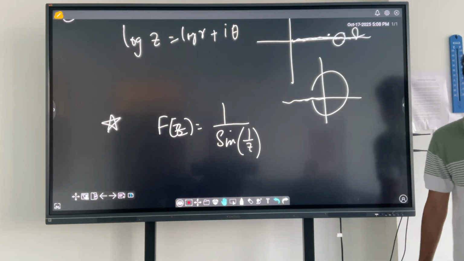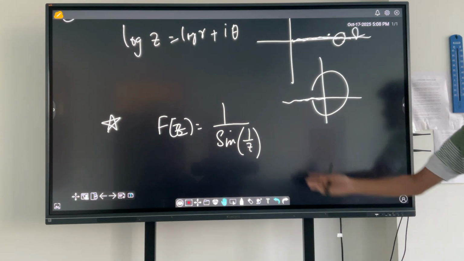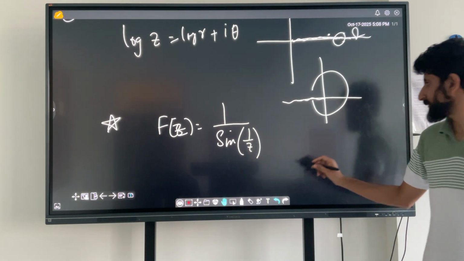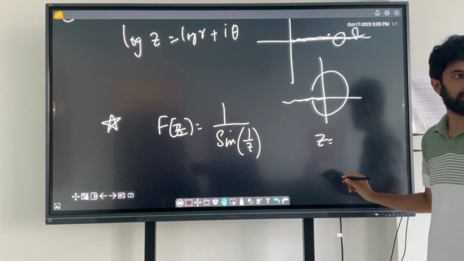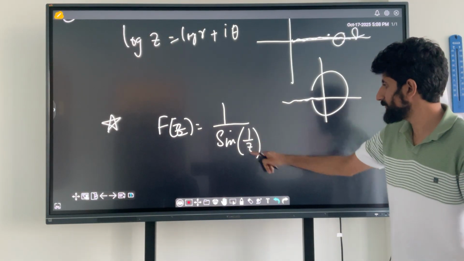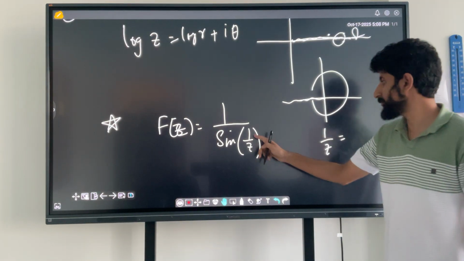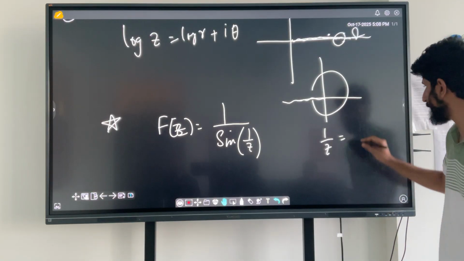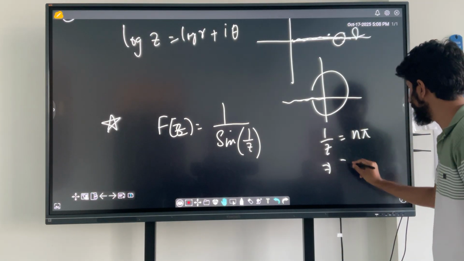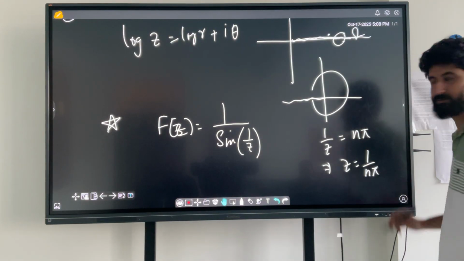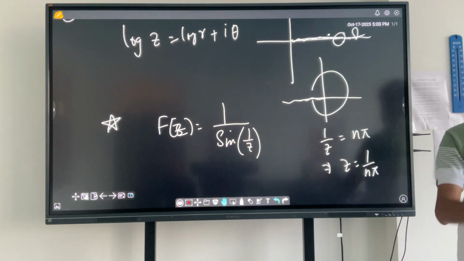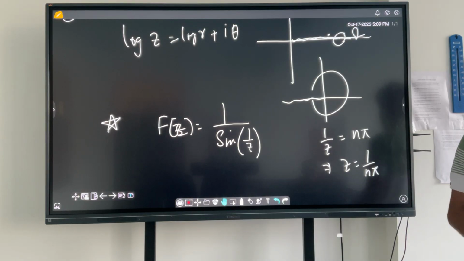Where are the points where the function is non-analytic? Where is the function funny? Sorry, 1 by z should become 0, but at pi, 2 pi, 3 pi, n pi. So it means z equals 1 by n pi. So how many non-analytic points does it have? Infinitely many: z equal to 0, z equal to 1, 2, 3, 4, whatever.